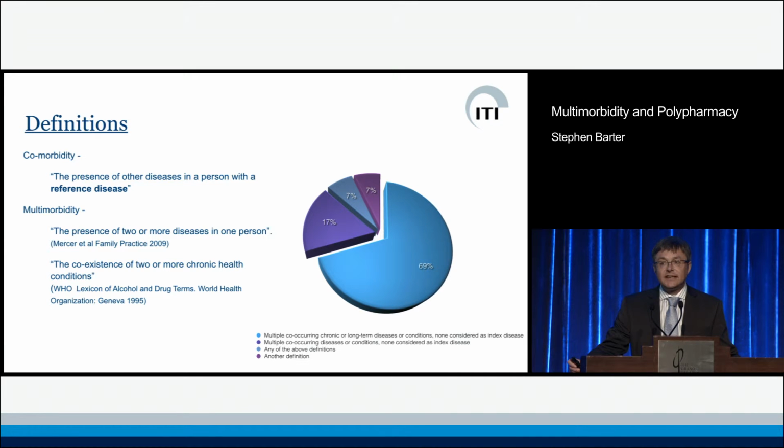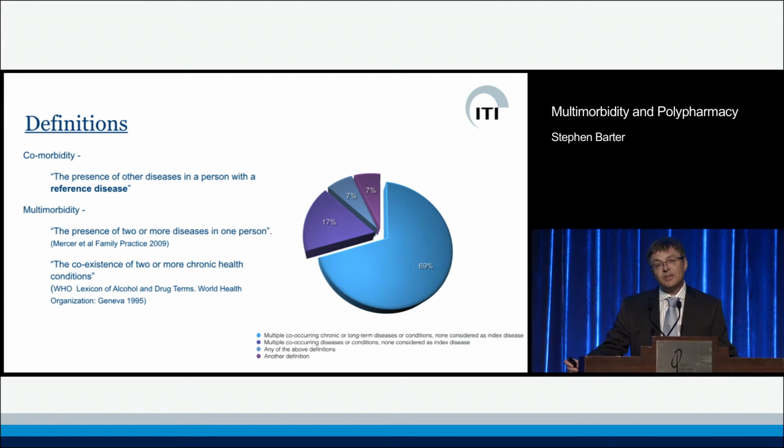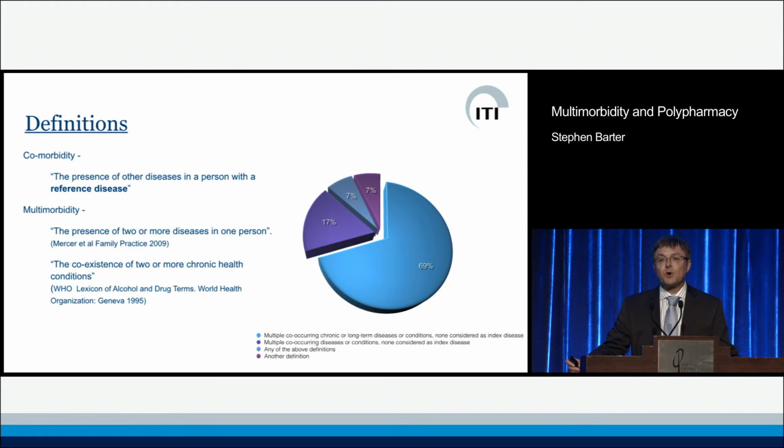Now, comorbidity is different to multimorbidity. Comorbidity means the coexistence of a disease or condition with a reference condition, and that's distinct from multimorbidity, where there's no single condition that dominates, which means it's particularly relevant to generalist care. And you see from the chart on the right the spread of different definitions that there are of multimorbidity. There are many different definitions, and that reflects the problem in treating the vast number of different types of situation that we see in this patient cohort.